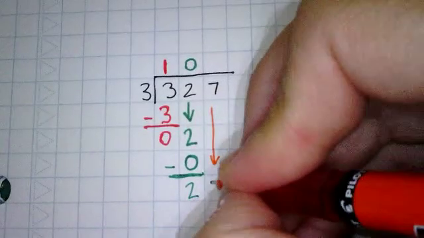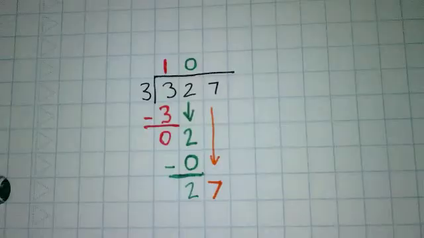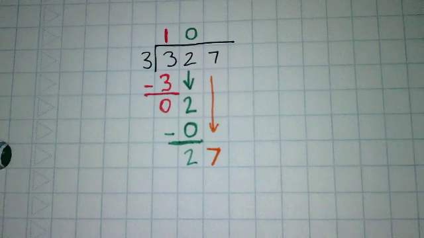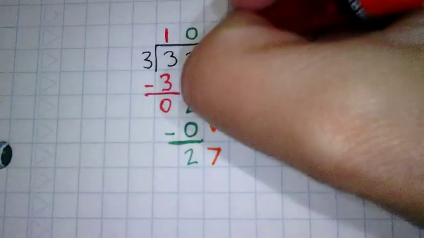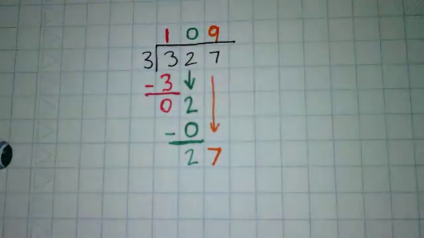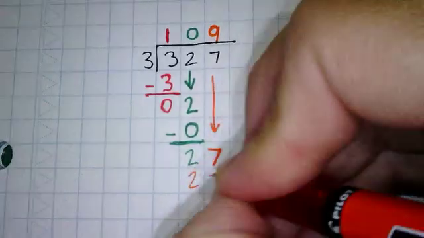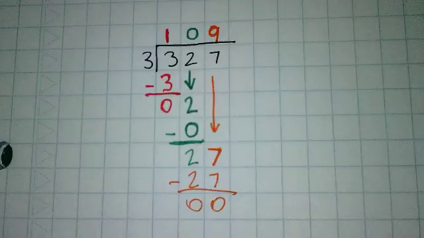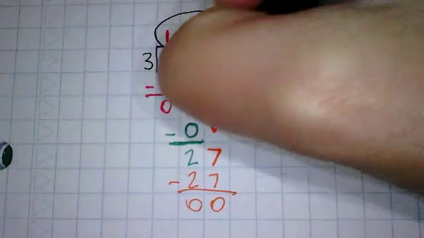Now I bring down my 7. So now what number do I have here? 27. And I need to figure out how many times does 3 fit into 27. Don't forget you can use your multiplication table for this. So, Emma, how many times does 3 fit into 27 without going over? 9. Good. Then we can multiply. Emma, what is 9 times 3? 27. So when we subtract here, we get what? No remainder. So our answer is simply 109.